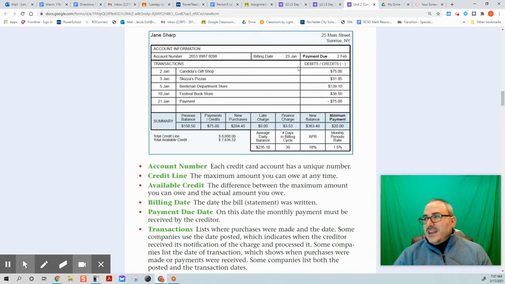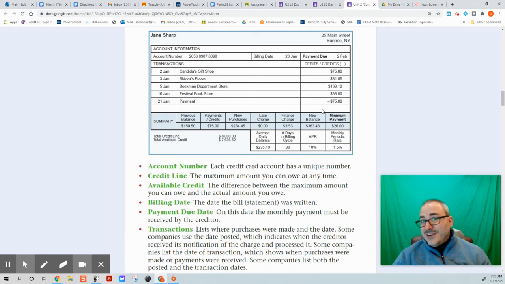They bought something at a gift shop for $75. They bought something at a pizza place for $31.85. They bought something at Beekman's department store for $139.10. And then I see on January 21st, they made a payment of $75. Notice how there's a negative there. That's important, right? That negative says they owe less money.